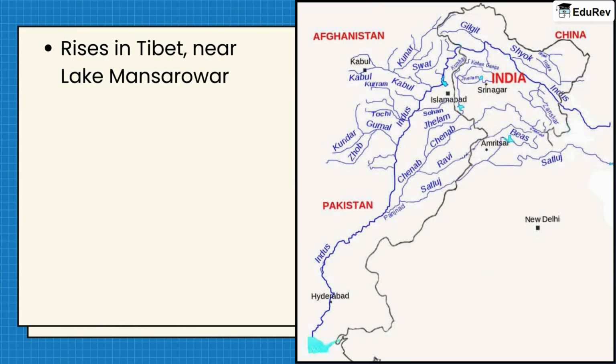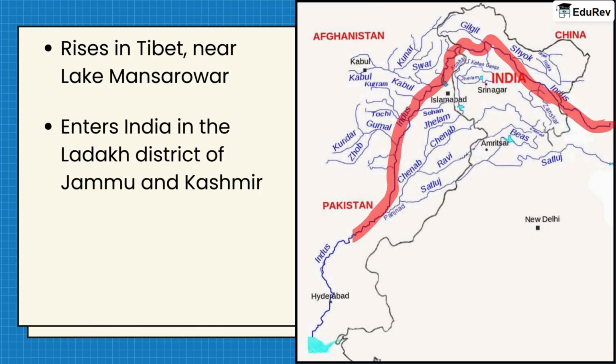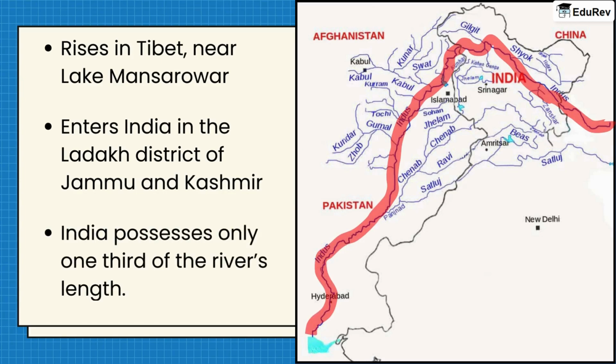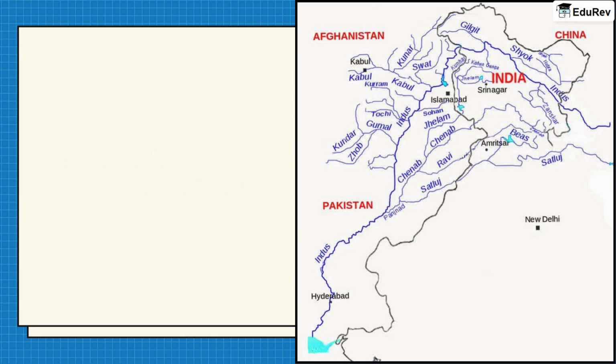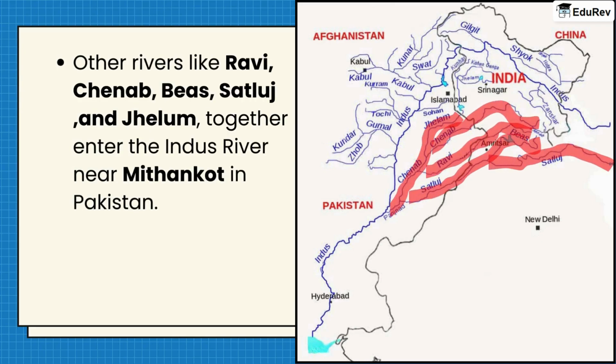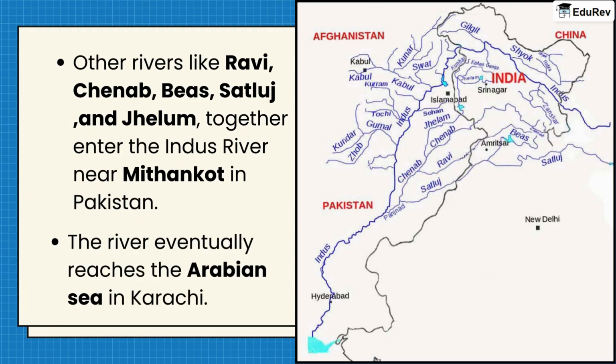The river Indus rises in Tibet, near Lake Mansarovar. Flowing west, it enters India in the Ladakh district of Jammu and Kashmir. India possesses only 1/3 of the river's length. After Jammu and Kashmir, it enters into Pakistan, which holds the major part of Indus River. Other rivers like Ravi, Chenab, Beas, Satluj, and Jhelum together enter the Indus River near Mithankot in Pakistan. After this, the river eventually reaches the Arabian Sea in Karachi.